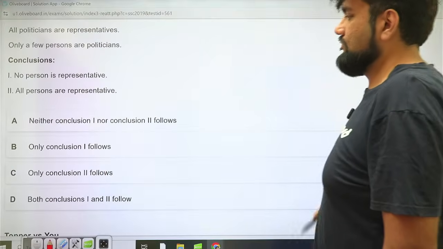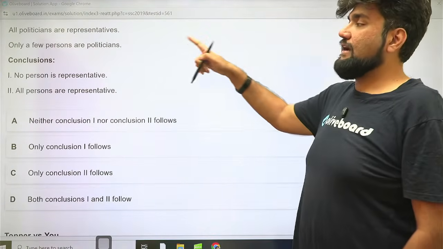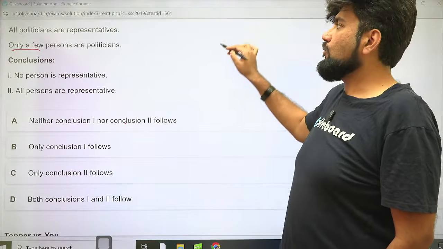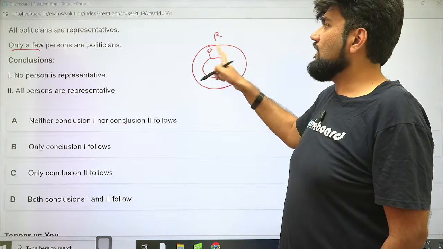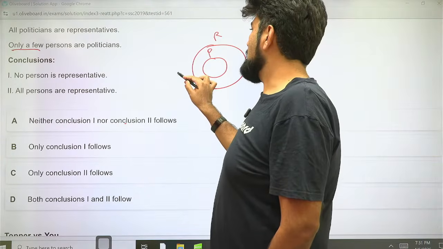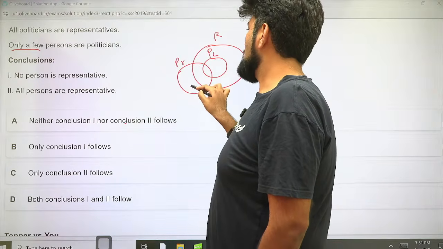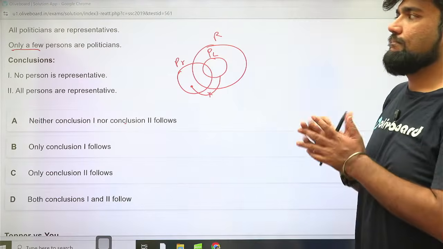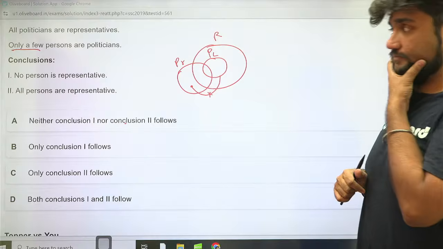Syllogism. See, we have only a few here, okay? Let's observe it accordingly. All politicians are representatives. Only a few persons are politicians. That means some persons are politicians and some persons are not politicians. This is how you'll have to draw it. So in only a few, the first person has to have some not.